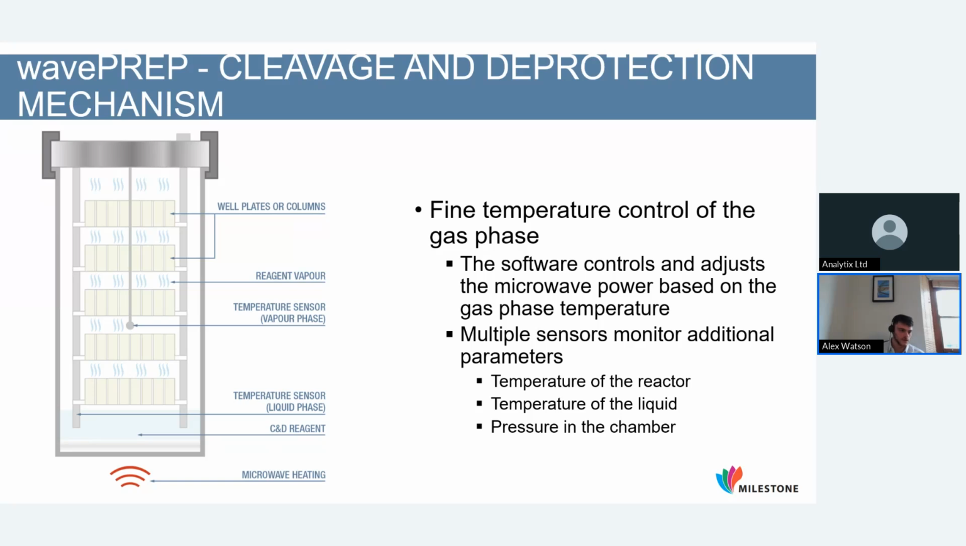And most importantly, we have our gas phase temperature sensor. This is really important because it's measuring the gas phase, and this gas phase is actually what's interacting with our oligos. So really, this is the temperature of our oligos. For that reason, that's what we control this entire process on, the temperature of our gas phase. So the system uses a PID algorithm to modulate microwave power constantly through the run to make sure that the oligos are experiencing a very specific temperature that we've set.